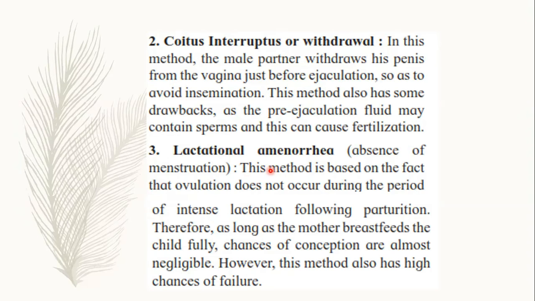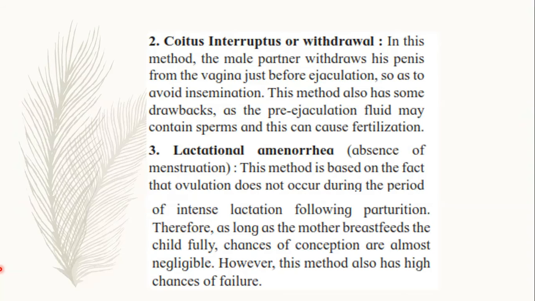Next is lactational amenorrhea. This means when the female is already feeding the baby, the body gives a signal that there is already a baby with the mother, and the female should not resume her menstruation. So this is absence of menstruation. This method is based on the fact that ovulation does not occur during the period of intense lactation, that is during the feeding following parturition, that is childbirth. Therefore, as long as the mother breastfeeds the child fully, chances of conception are almost negligible. However, this method also has high chances of failure.